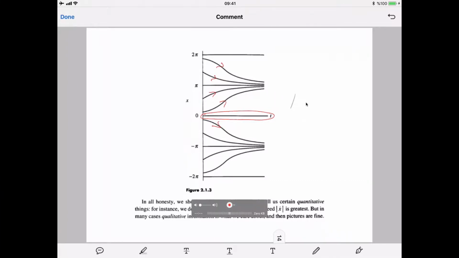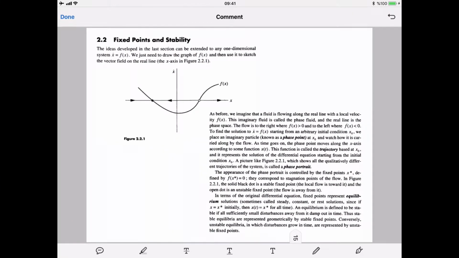Okay, so we were talking about these systems, fixed points and stability. Do you remember? Basically, we show fixed points by filled circles: stable ones with a filled circle, unstable ones with open circles. In general, a picture like this is called a phase portrait. Okay.